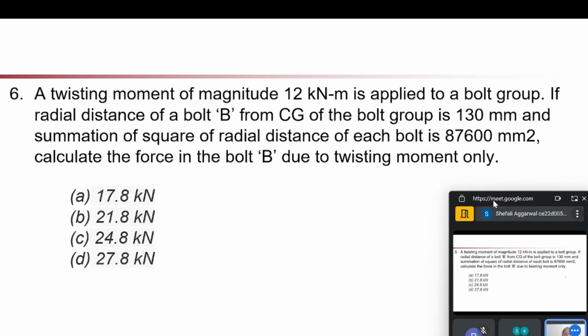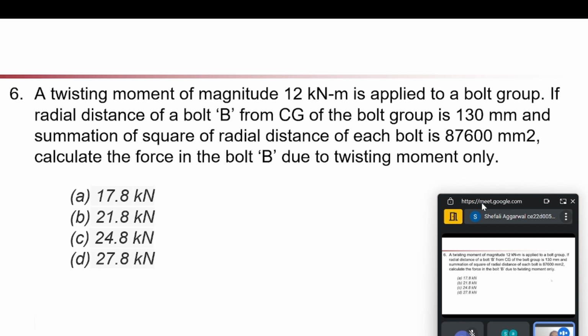To the next question one. A twisting moment of magnitude, so this is our moment value, 12 kilonewton meter, is applied to a bolt group. If radial distance of the bolt B from the CG of the bolt group is given by 130 mm, so this is a radial distance R value.